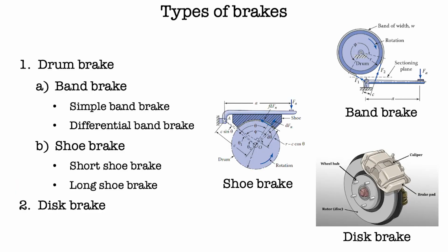Next, we move on to types of brakes. There are two types of brakes being used in industries. The first is drum brake and the second is disc brake. In our lesson, we are just focusing on the drum brake only. So drum brake can be divided into two, which are band brake and shoe brake. These figures show examples of band brake, shoe brake, and disc brake.